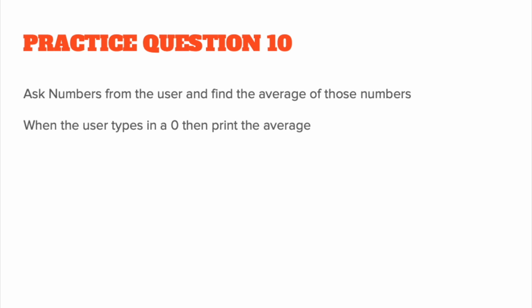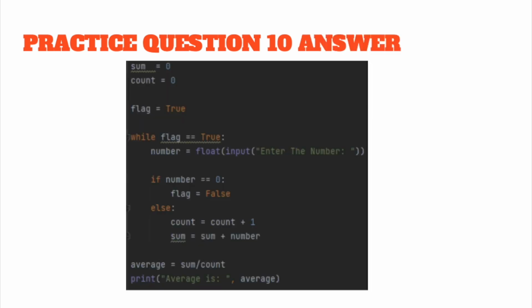Practice question number 10. Here you need to ask numbers from the user and find the average of those numbers. When the user types in a 0, then you print out the average. So you continue the input until a 0 is entered by the user, and then you print out that average. Pause the video, code this, and then continue to check a possible solution. Here's one possible solution. Pause the video and study it.